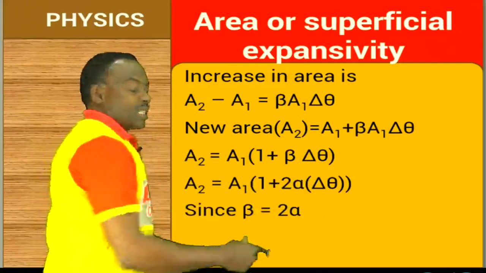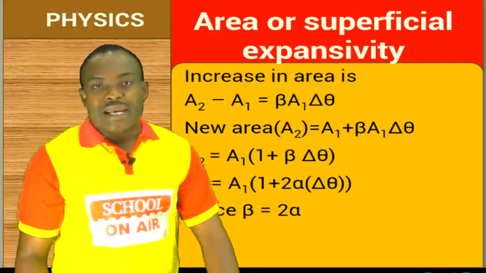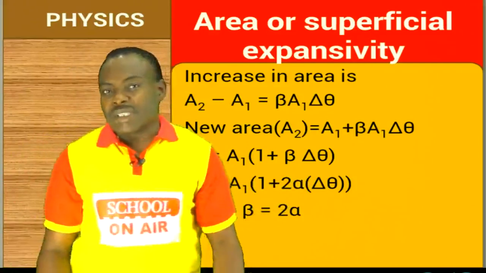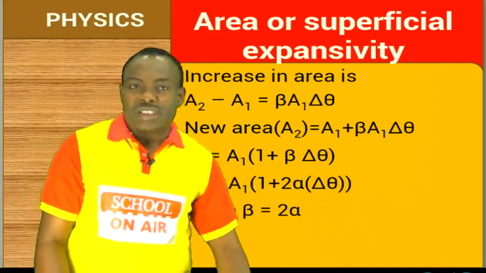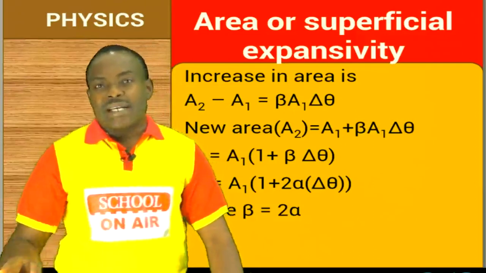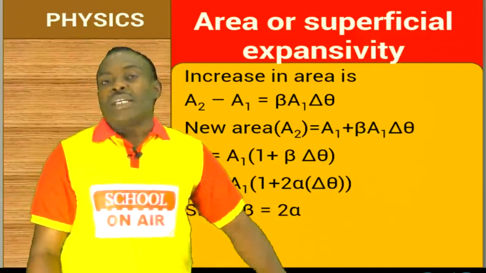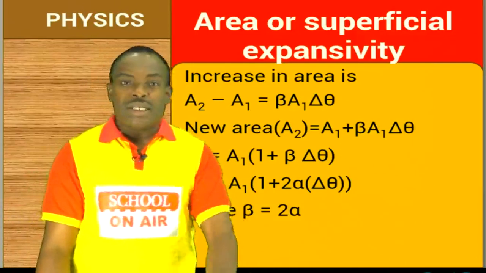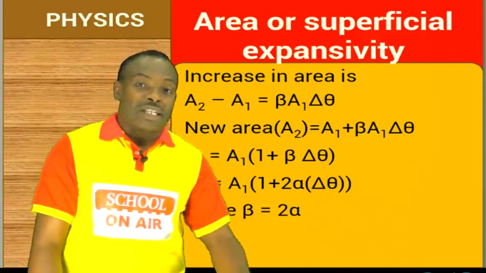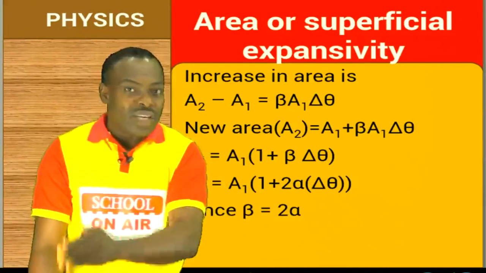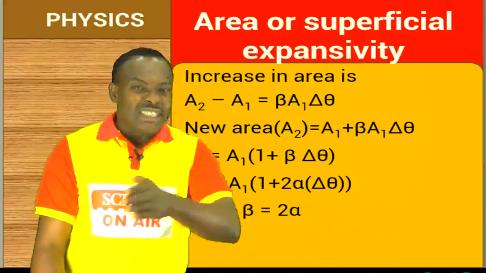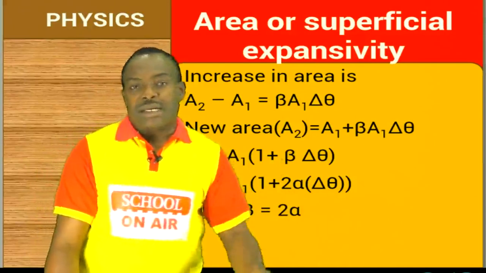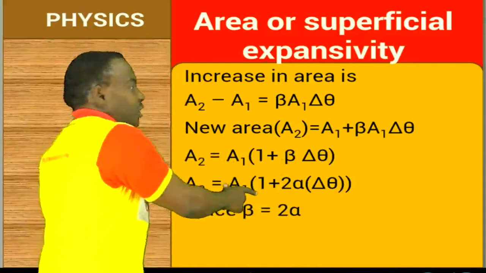So when you are working any calculation, you should bear in mind that if you are given the linear expansivity and you are told to calculate the area expansivity, twice the linear expansivity will give you the area expansivity. So if you are given only the linear expansivity and you are told to calculate the area expansivity, multiply the value you are given for linear expansivity, that is alpha, by 2. It is the same thing as beta. That is what we are trying to show here.